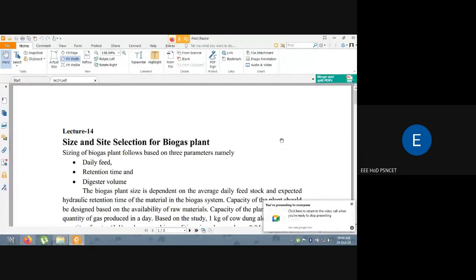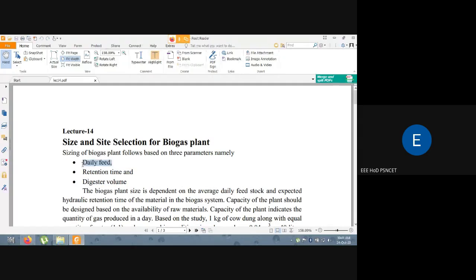Okay, fine. So in today's session, we will discuss site and size selection for a biogas plant. The location of a biogas plant should be selected with some parameters. Initially we will discuss the size of the biogas plant. It is decided by the following three parameters: daily feed, retention time, and digester volume.